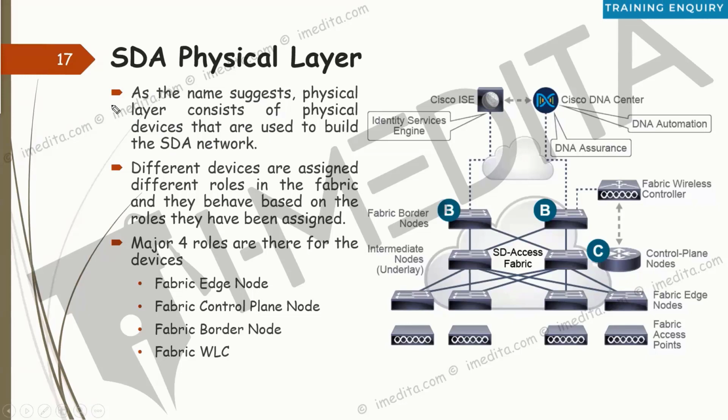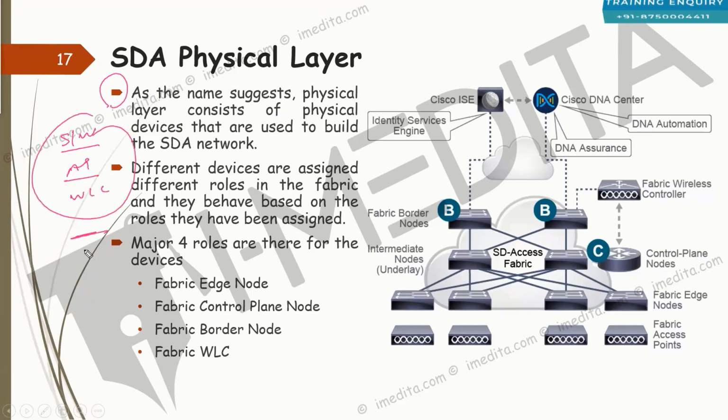We are going to have some hardware switches, some access points, some wireless LAN controllers, some cables, all those hardware devices that are needed to build the network, to build the physical infrastructure. Those are going to come under the physical layer. So the physical layer consists of the physical devices that are used to build the SDA network.